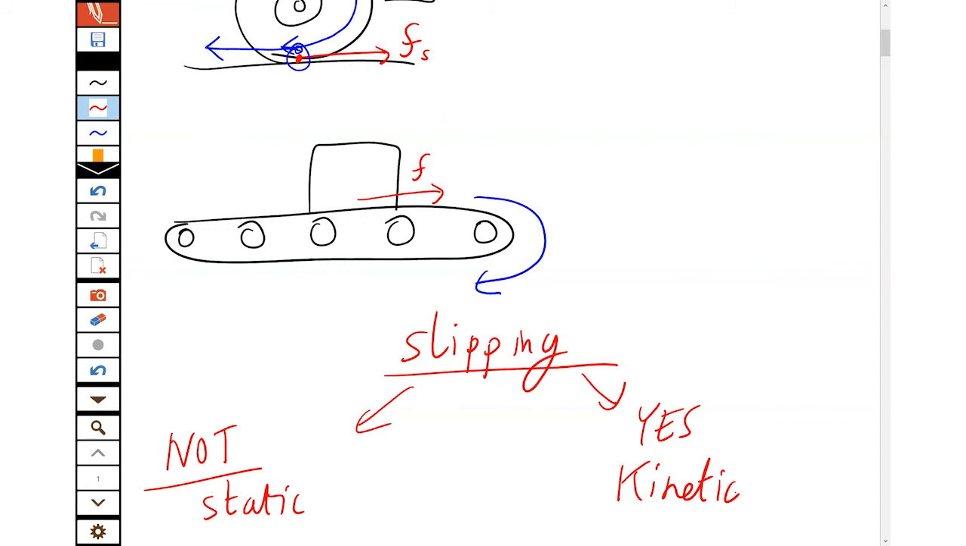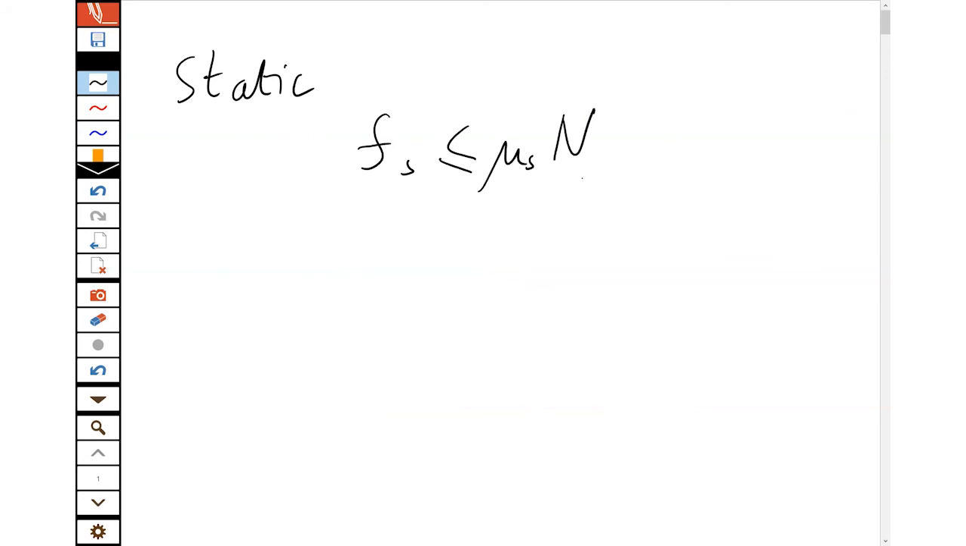Now, why does it matter? Because the two of them have different equations and coefficients. So we'll look at static friction first. The static friction is less than or equal to the coefficient of static friction times the normal force. Now remember, we saw the normal force a moment ago. It's the force between the surface and an object. So that makes sense. The more the surface is pressed against the object, the greater friction can work between them. Now sometimes people look at this and go, hang on, less than or equal to, what's this about?